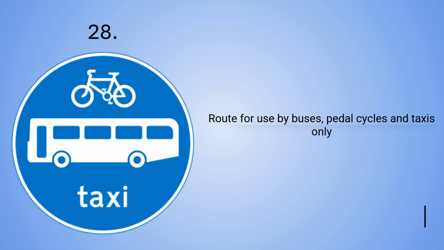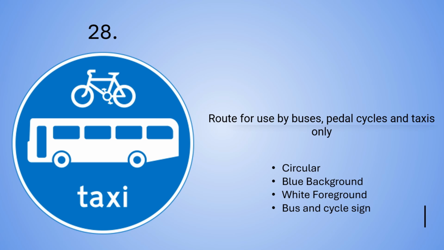Sign number 28 means that this route is for use by buses, pedal cycles and taxis only. And it's round in shape on a blue background with a white foreground, and it's a bus and cycle sign. And if you have a look at this sign, it's self-explanatory as well. You can see the cycle symbol at the top, and then you see the bus symbol, and at the bottom the taxi word. So basically this route is to be used only by bicycles, buses and taxis.